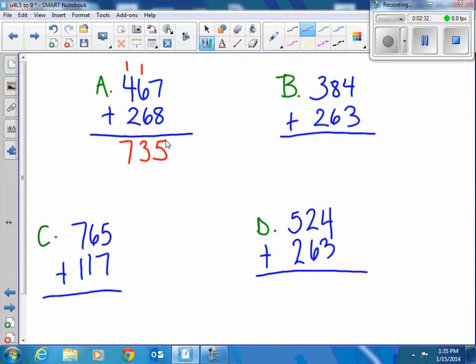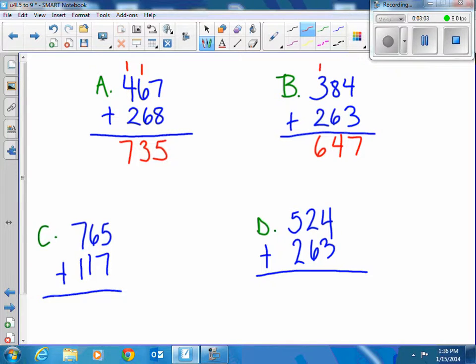All right, boys and girls, let's go ahead and look at B. I want you to make sure you check your work and watch as I do the problem to make sure you did it correctly. We start in the ones place. 4 plus 3 is 7. 8 plus 6 is what? That's right, 14. Put my 4 down, carry the 1. 3 plus 2 is 5, plus the 1 is 6. So my sum is 647.